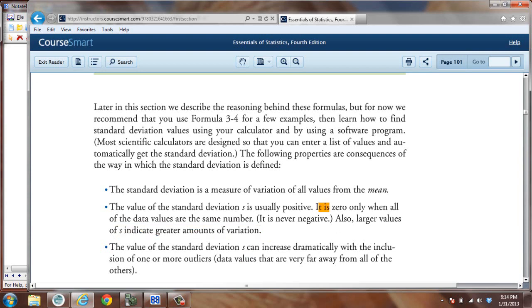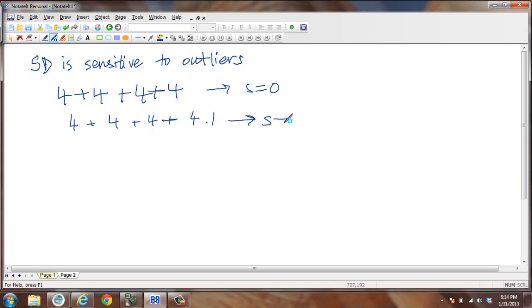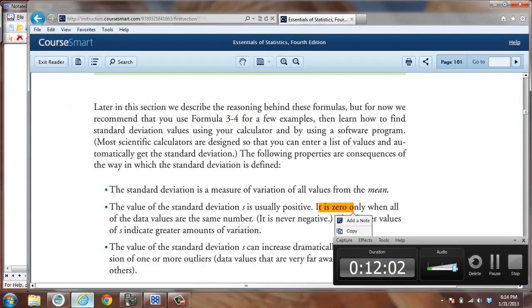And again, your standard deviation is only 0 when all your data values are the same. So if I have like a bunch of the exact same number, all 4s, then my standard deviation is going to be 0. I don't have any kind of spread there. But even if I have something like 4.1, there's a little bit of spread there. Now my standard deviation is not equal to 0. It's very small, but it's not equal to 0. Okay, maybe it's like 0.0000 something. Okay?